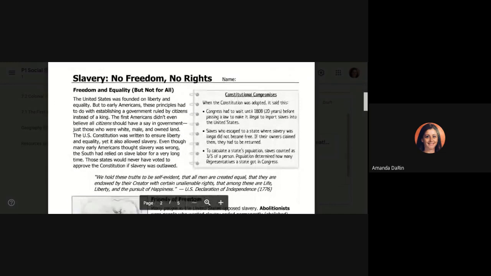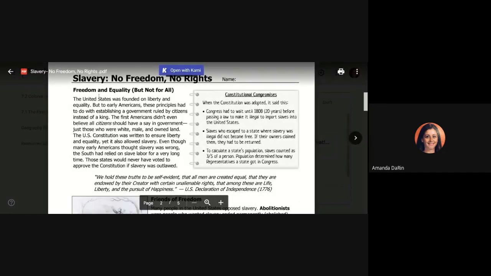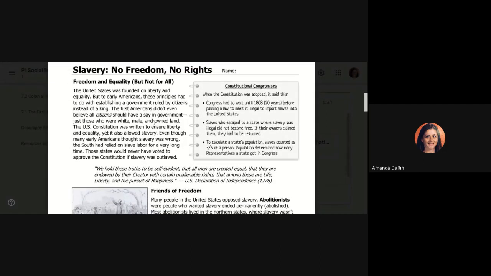All right, next page. Here we go. Slavery, no freedom, no rights. Freedom and equality, but not for all. The United States was founded on liberty and equality, but to early Americans, these principles had to do with establishing a government ruled by citizens instead of a king. The first Americans didn't even believe all citizens should have a say in government, just those who were white, male, and owned land.